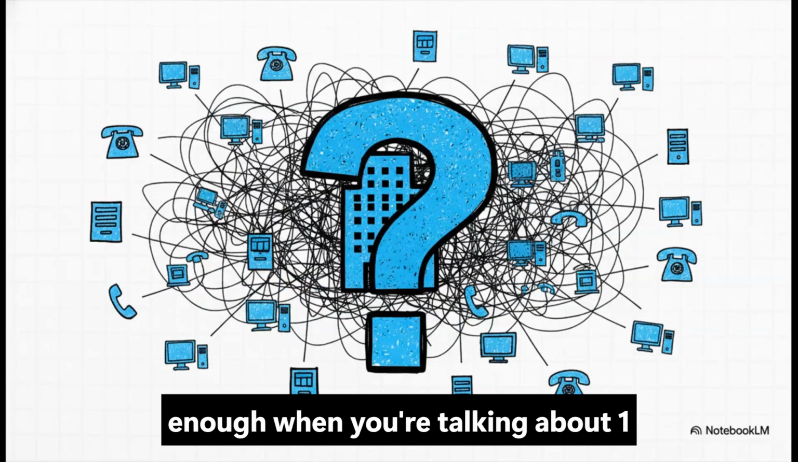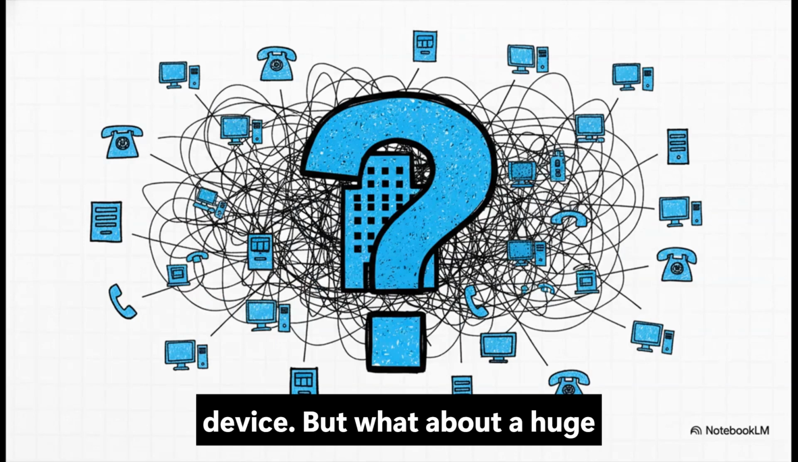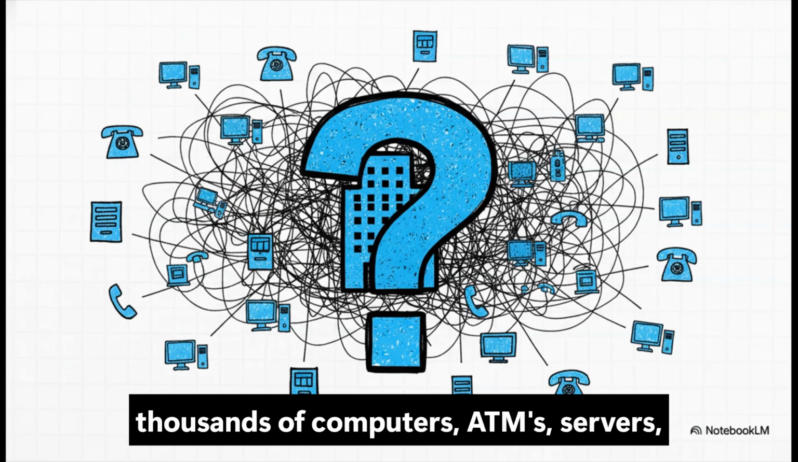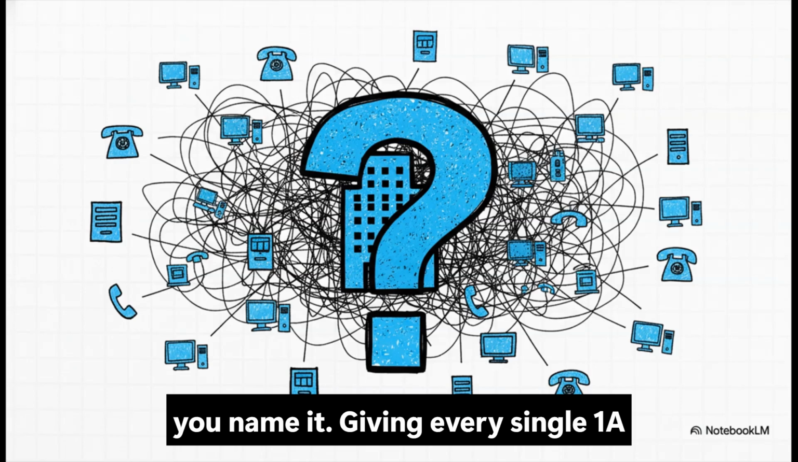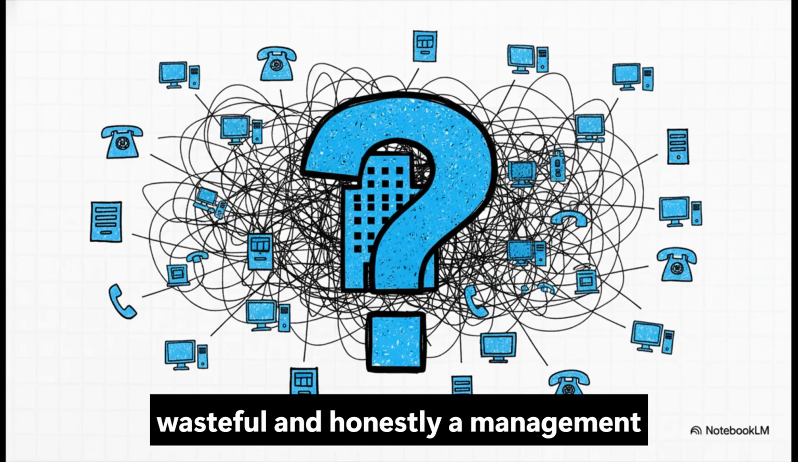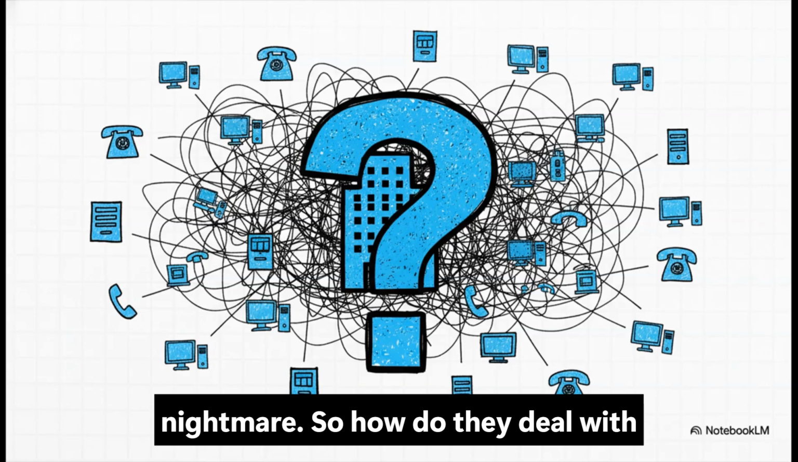Now, that's simple enough when you're talking about one device. But what about a huge organization, like a bank? They might have thousands of computers, ATMs, servers, you name it. Giving every single one a unique public address would be super wasteful and, honestly, a management nightmare. So, how do they deal with that?